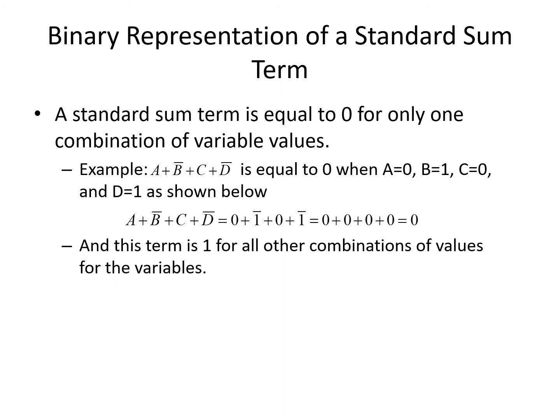Now, binary representation of a standard sum term. A standard sum term is equal to 0 for only one combination of variable values. For all other combinations of variable values, it will be 1. For example, a plus b bar plus c plus d bar is equal to 0 for the combination a equal to 0, b equal to 1, c equal to 0 and d equal to 1. This is the only combination for which you will get the value 0, and this term is going to be 1 for all other combinations of values for the variables.